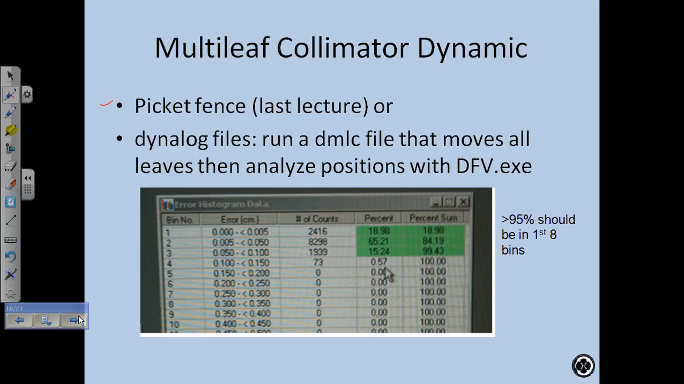I used to do picket fences. I stopped doing picket fences because it's just a hassle. Because I use a portal imager, and you've got to move the portal imager around because it's a really big field, and then depending on how you window and level, picket fence looks different, and it's very qualitative to me. I like quantity. I like numbers. So what I started doing is I started using the Varian acceptance test procedure.